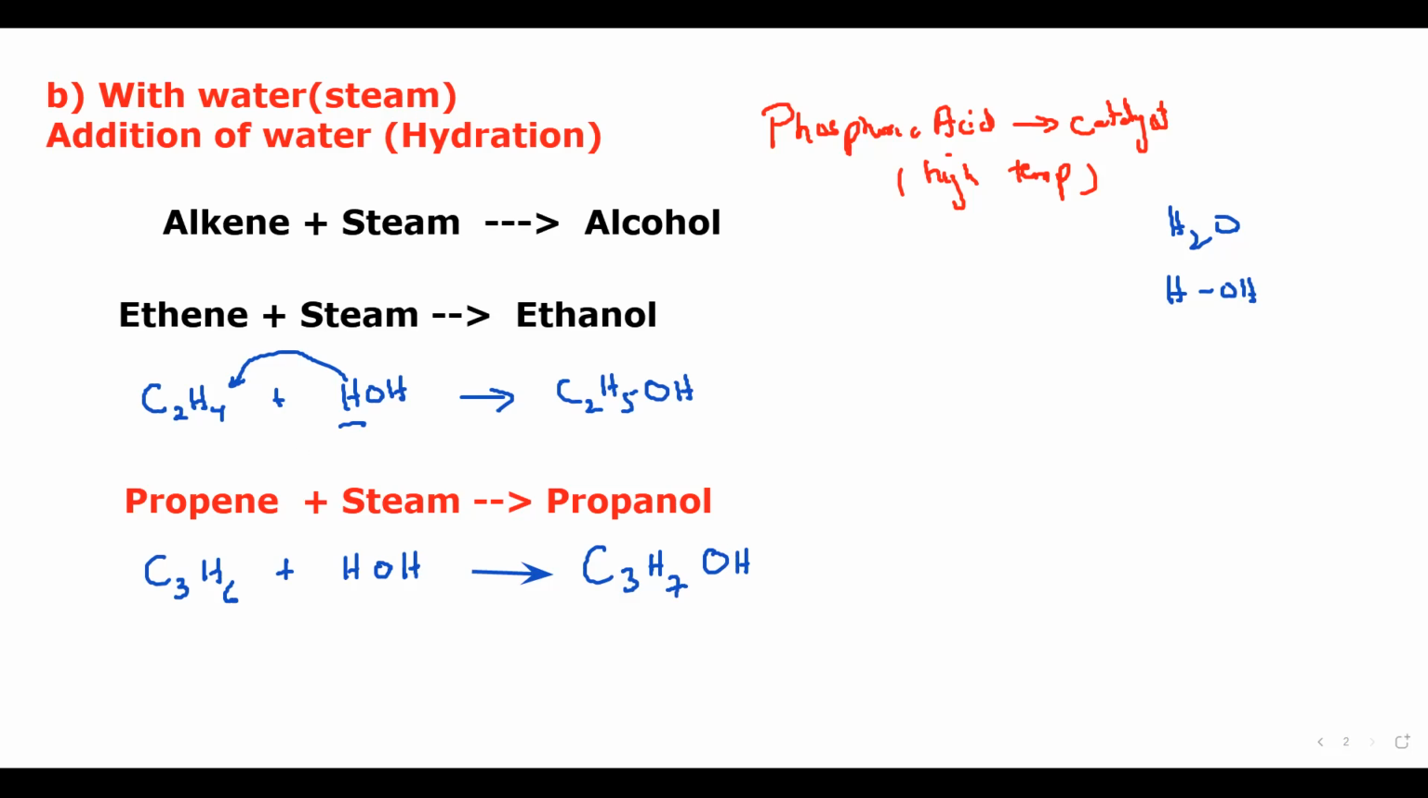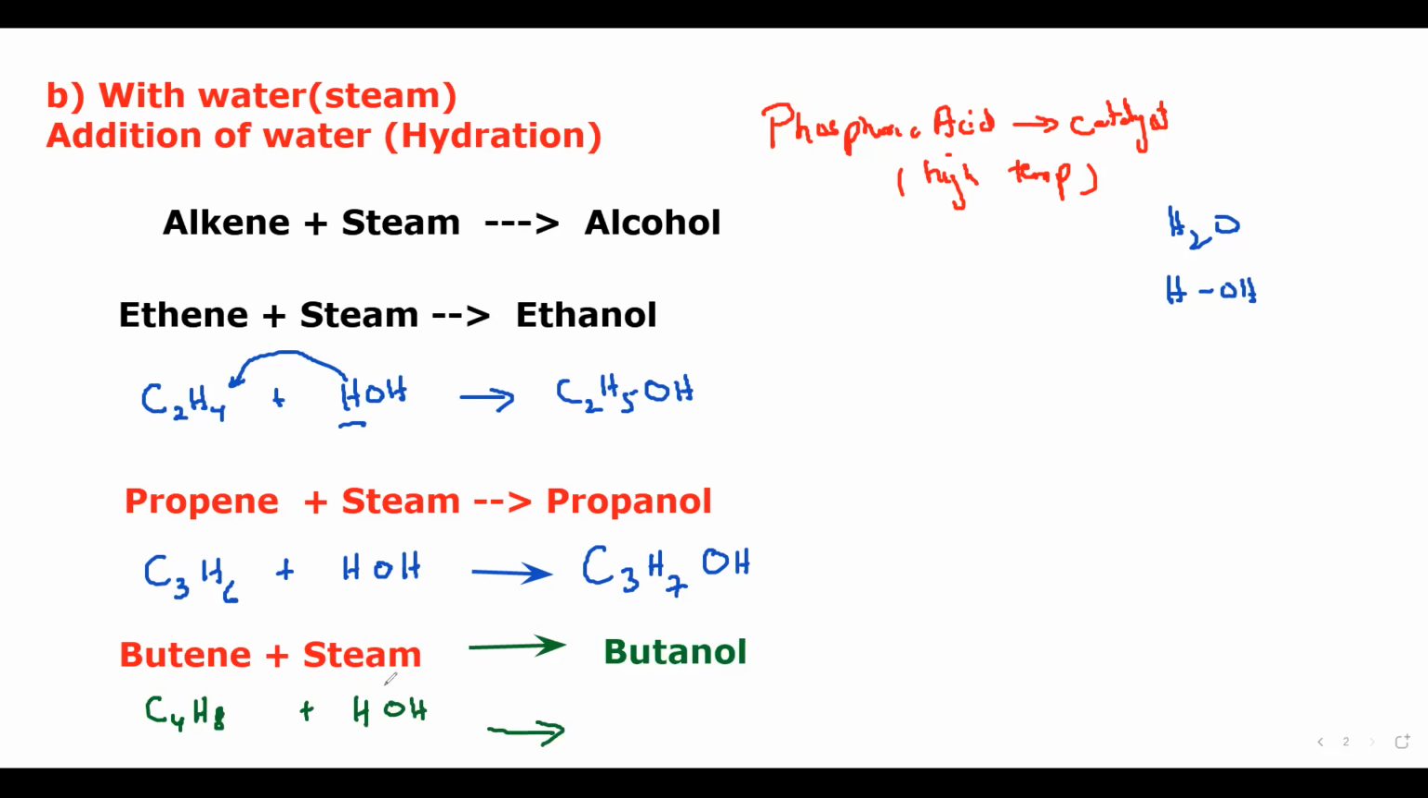Another example, if you have butene plus steam, so if steam is added to butene, what will be the product? The product will be butanol. Butene means C4H8. Steam means H2O, or we can write HOH. What will be the product? First hydrogen is added, so it will become C4H9 and then OH.